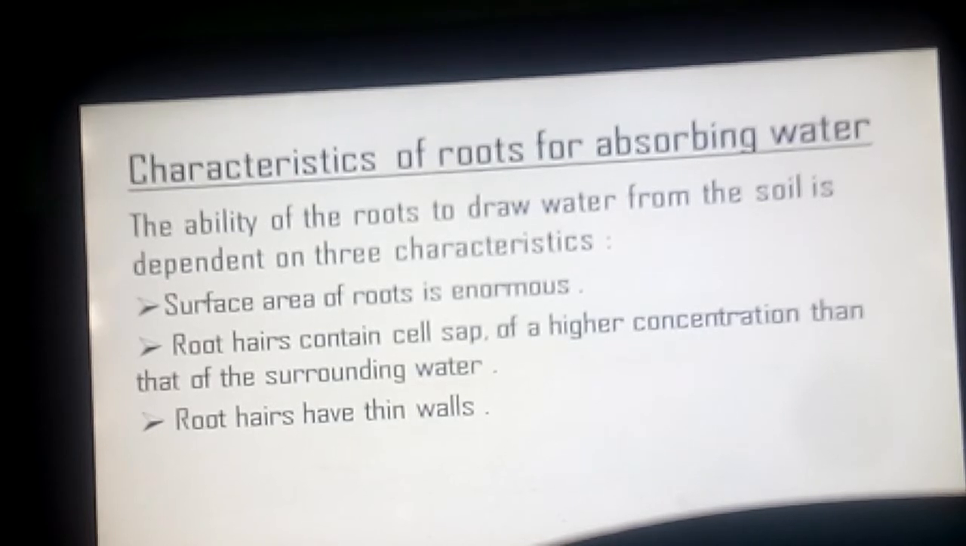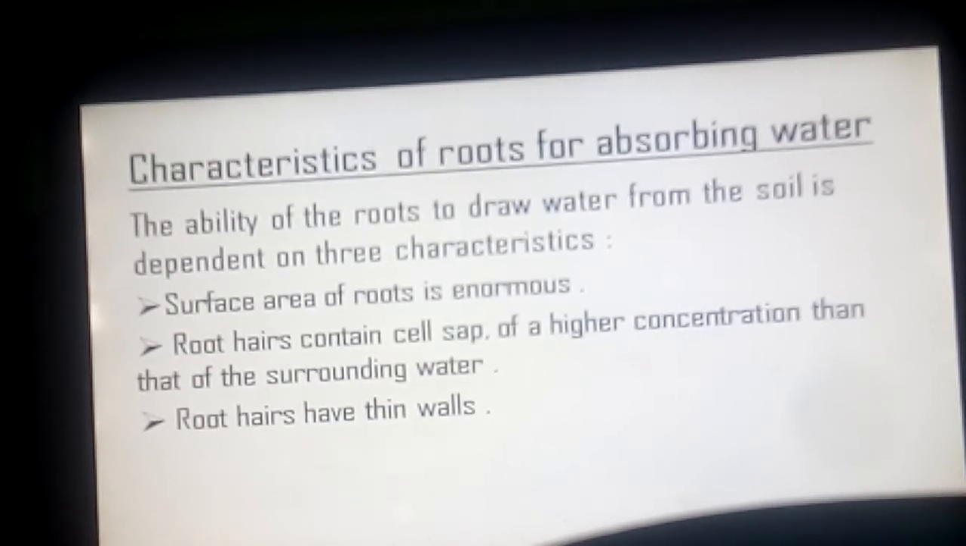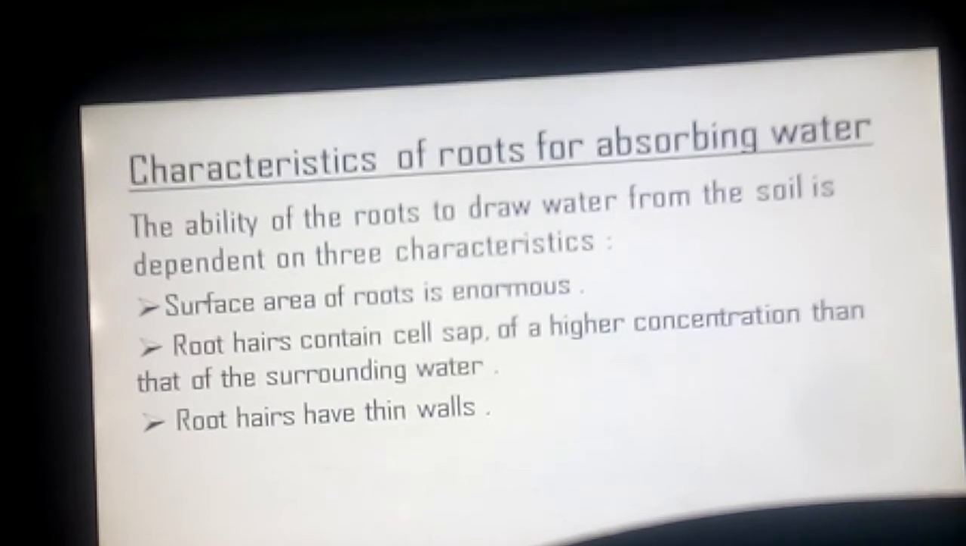Third, root hairs have thin walls. Like all plant cells, root hairs also have two outer layers, a cell wall and a cell membrane. First, the cell wall is thin and permeable. It allows the movement of water molecules and dissolved substances freely in and out of the cell. And second, the cell membrane is very thin and semi-permeable, which means it allows water molecules to pass through but not the larger molecules of the dissolved salts. The secret of the absorption of water from the soil by the roots lies mainly in this characteristic.